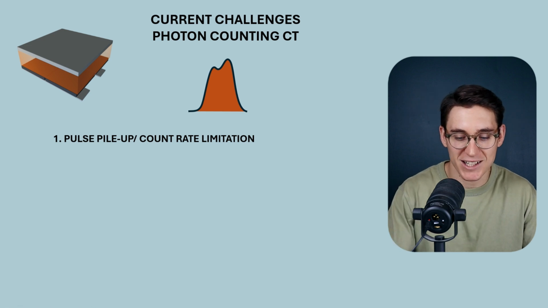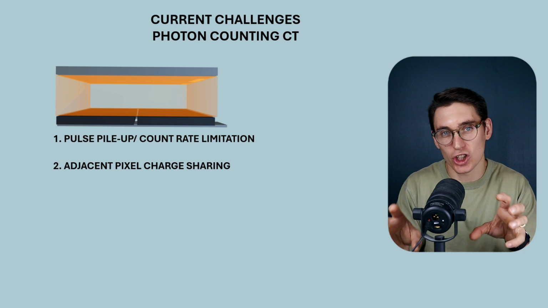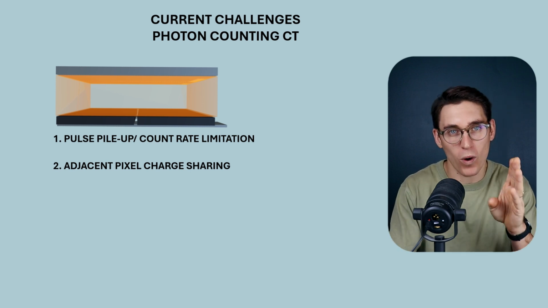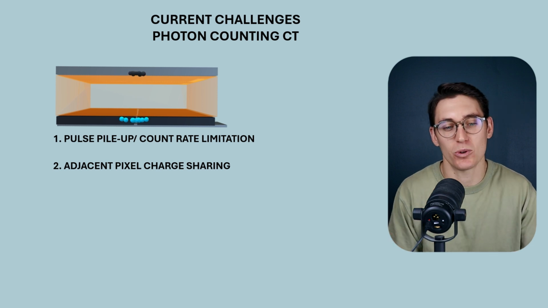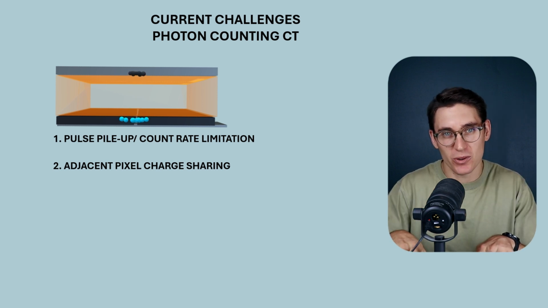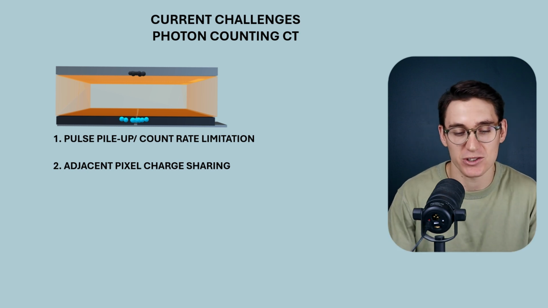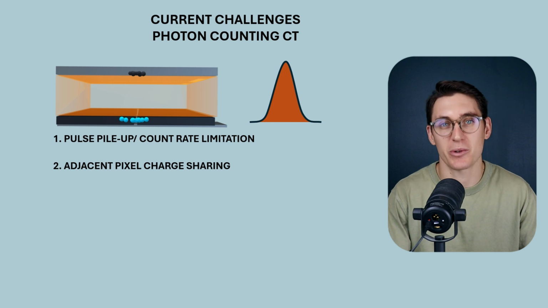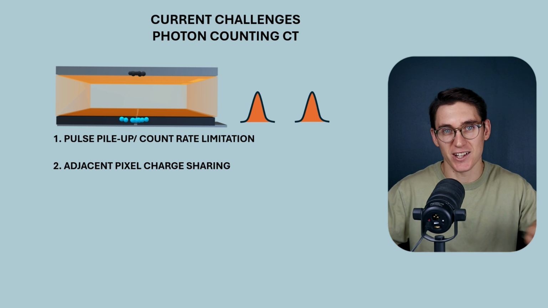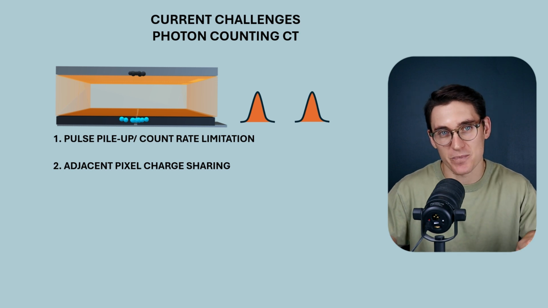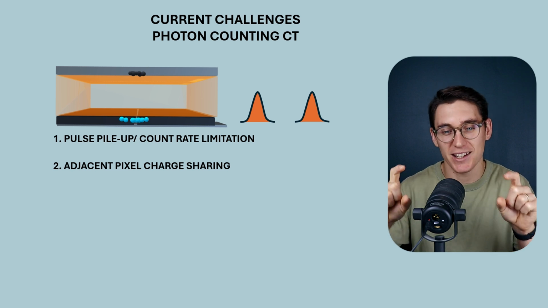Now, pulse pileup is subtly different to our second challenge, which is known as adjacent pixel charge sharing. Now we've got one X-ray photon creating a cloud of electrons that head out towards our detector, but they strike two adjacent anodes. And those anodes are going to share that electrical signal. So instead of the signal that we were expecting for that specific X-ray energy, we've now separated that signal into two adjacent anodes. So we are getting a reduction in spatial resolution, and we've got an incorrect signal here.